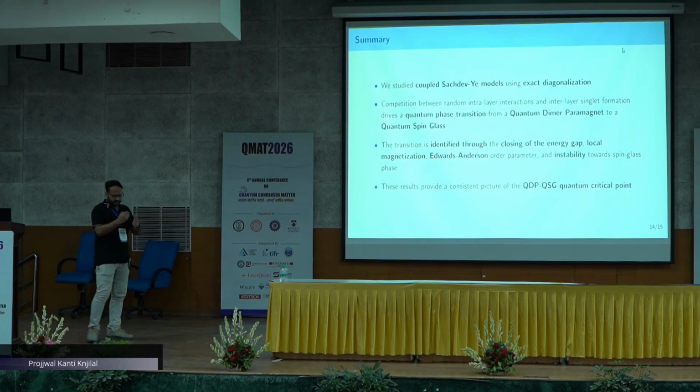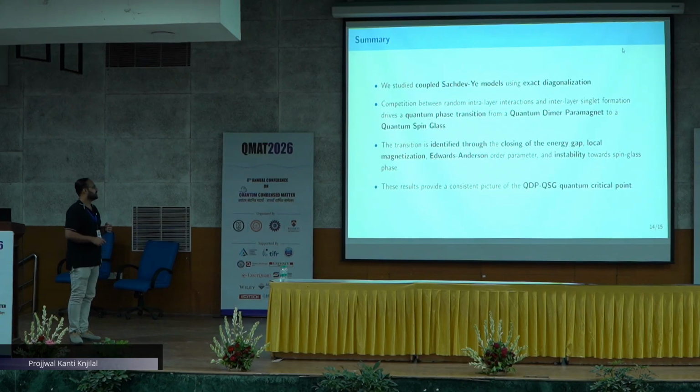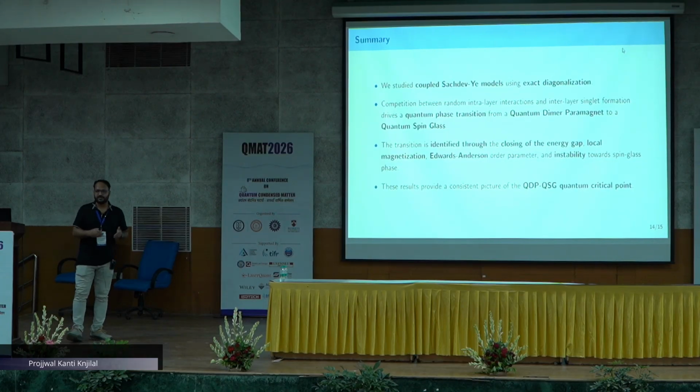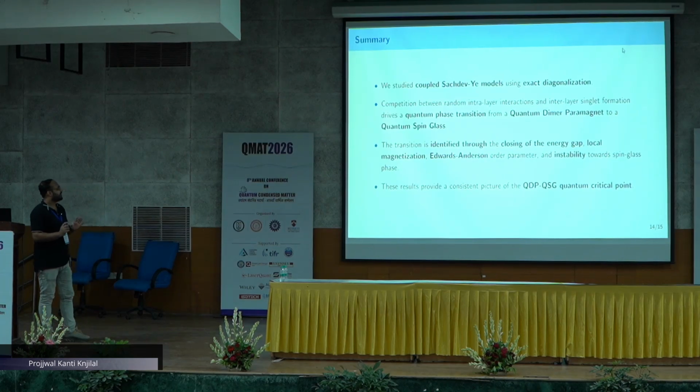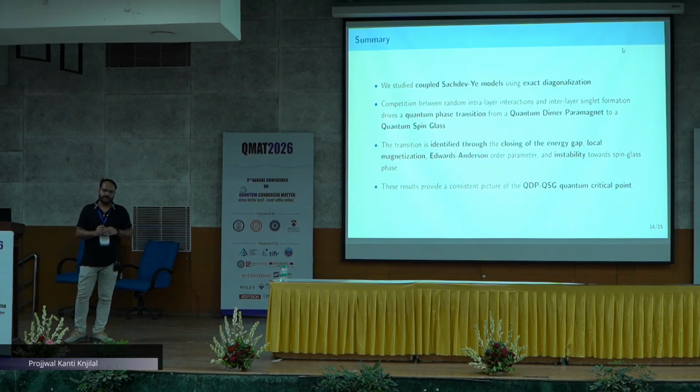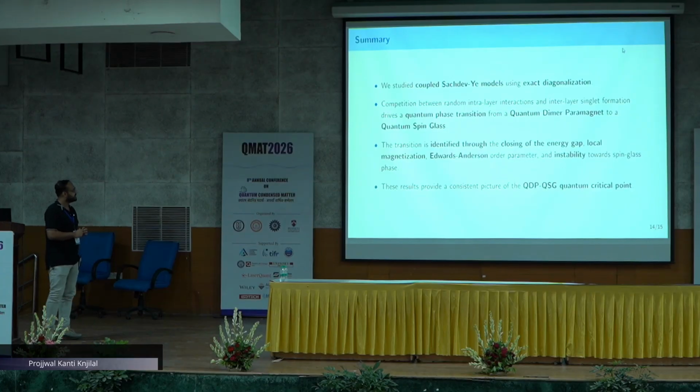We identified via the analysis of energy gap, also the local magnetization, the Edwards-Anderson order parameter, and the instability towards the spin glass phase. And it gives you a consistent picture of dimer phase to QSG phase transition. There are some outlooks. For example, we are actually supplementing this whole thing with an analytical method. We have some preliminary result on that. And we also want to focus on finding out whether there is an intermediate phase that comes into the picture from dimer to quantum spin glass.